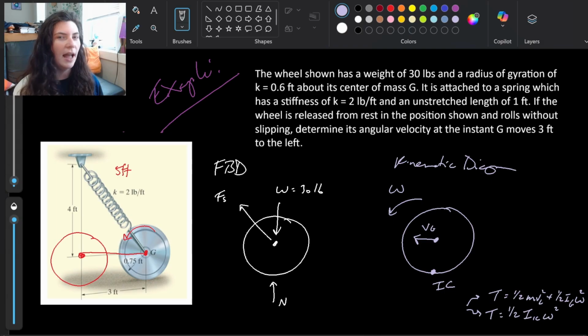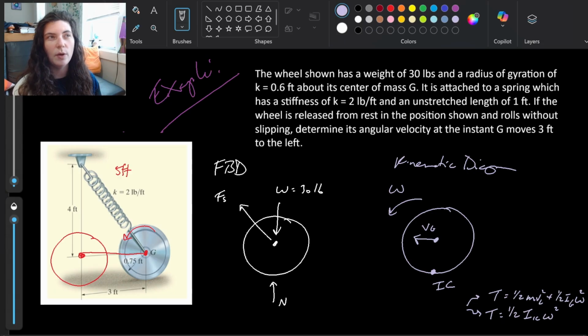But I'm getting a little bit ahead of myself, because first I want to make sure that we can use conservation of energy here. When we're analyzing these problems, once I have that free body diagram and kinematic diagram, I need to decide what method I want to use. Do I want to use equations of motion? Work and energy principle? Conservation of energy? Impulse and momentum?